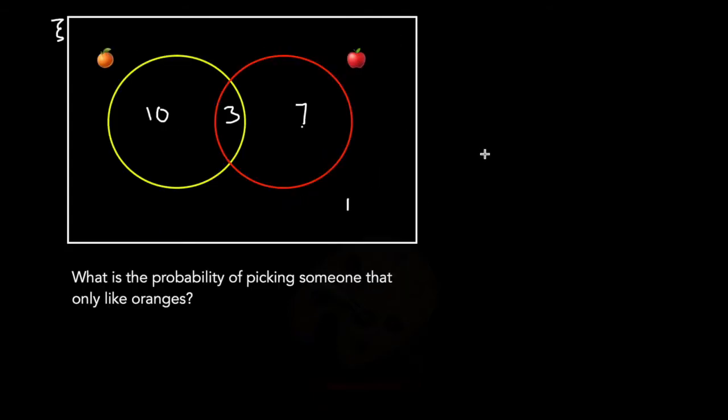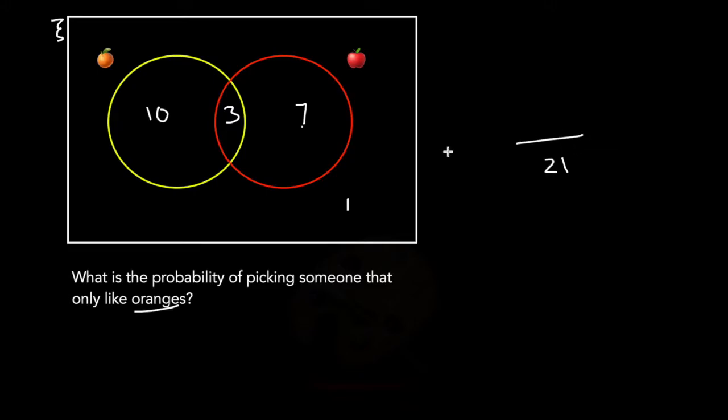Questions that involve Venn diagrams usually also involve an element of probability. So let's have a look at this type of question. So here we've got a Venn diagram representing people that like oranges, apples, and neither. And a question asks us, what is the probability of picking someone that only likes oranges? Only oranges. So first, we need to find the total number of people here. So that would be 10 plus 3, which is 13, plus 7, which is 20, plus 1, which is 21. So the total number of people is 21.